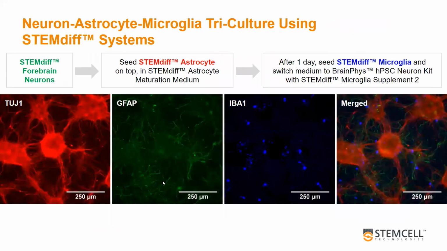We also tried to mix our forebrain neurons, astrocytes, and microglia together. Basically, we seed our astrocytes on top of forebrain neurons. Then after 1 day, we seed microglia into the cell. Our data here show that these 3 types of cells can live in the same well.